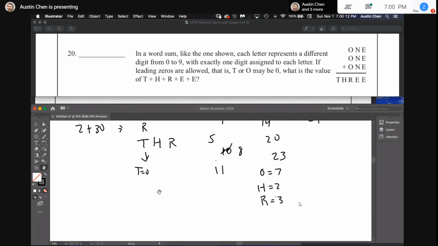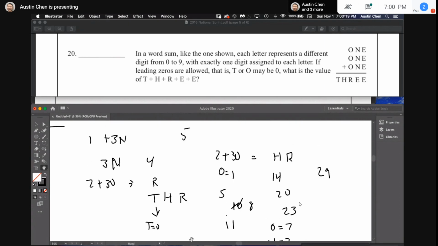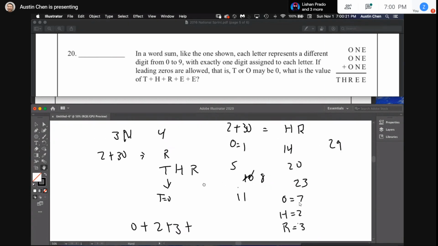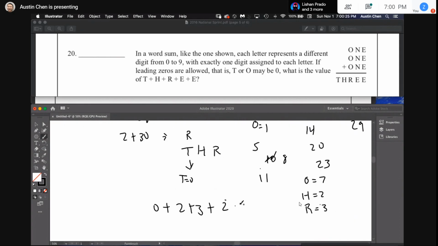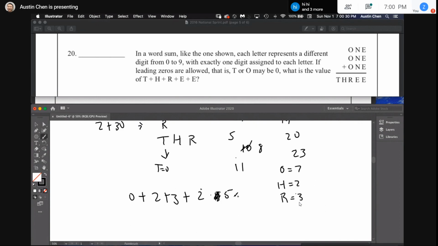So that's just going to be, what, 0 plus 2 plus 3 plus, where's our E? Oh, it's all the way over there. It's 2 times 5. So then this will just be 15, and that's your answer.